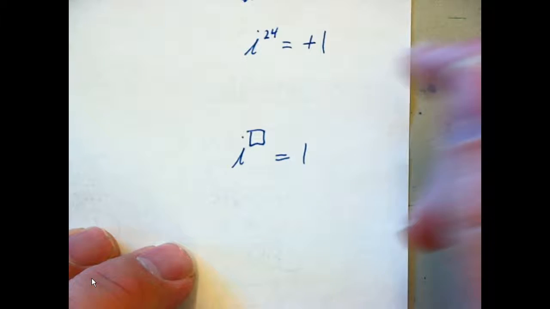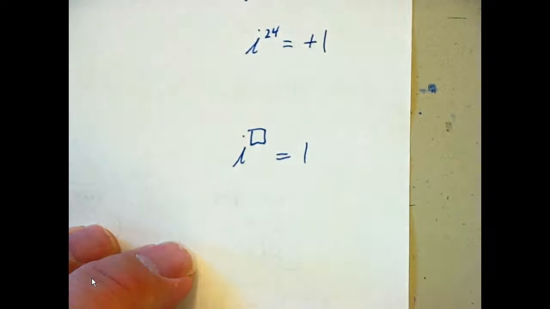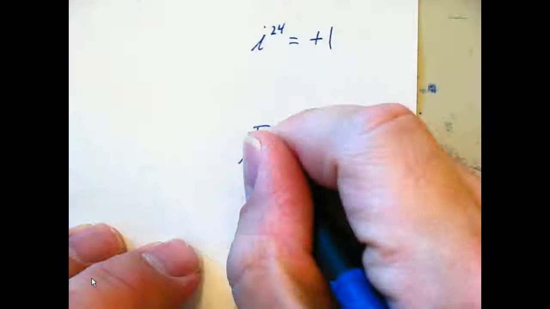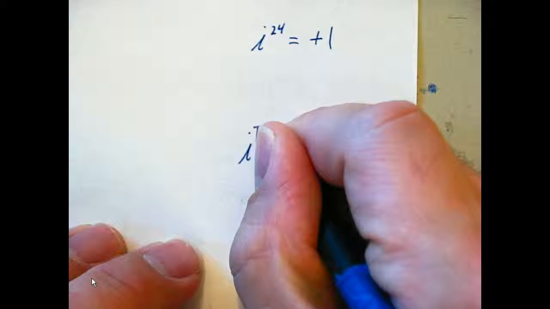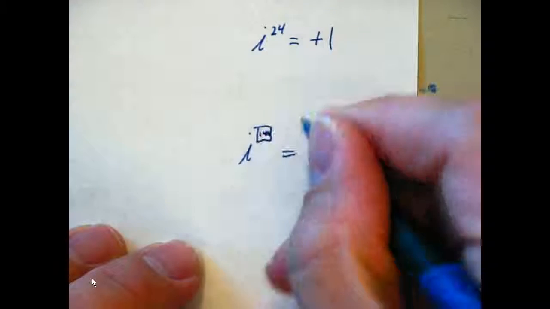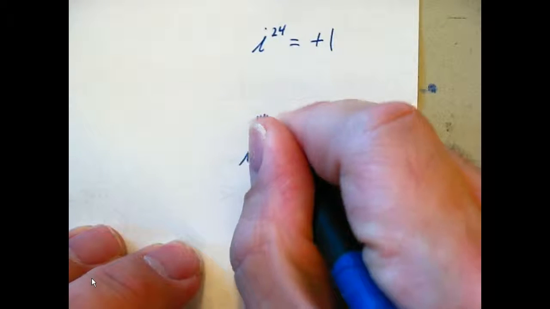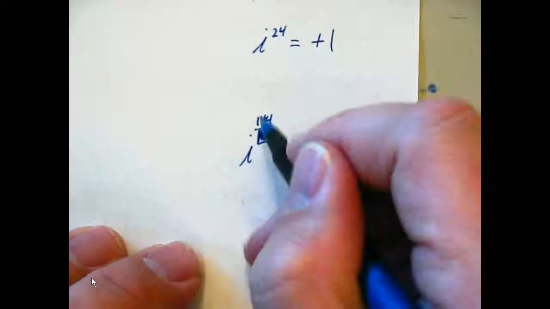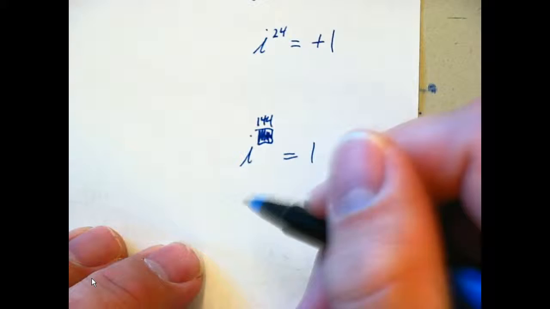Whoa. Okay, I to the... volunteer? Yes? I to the 144th. Man, that didn't fit in my box really well. I got to write it up here. I to the 144th power. That is a multiple of 4. Therefore, it is 1.